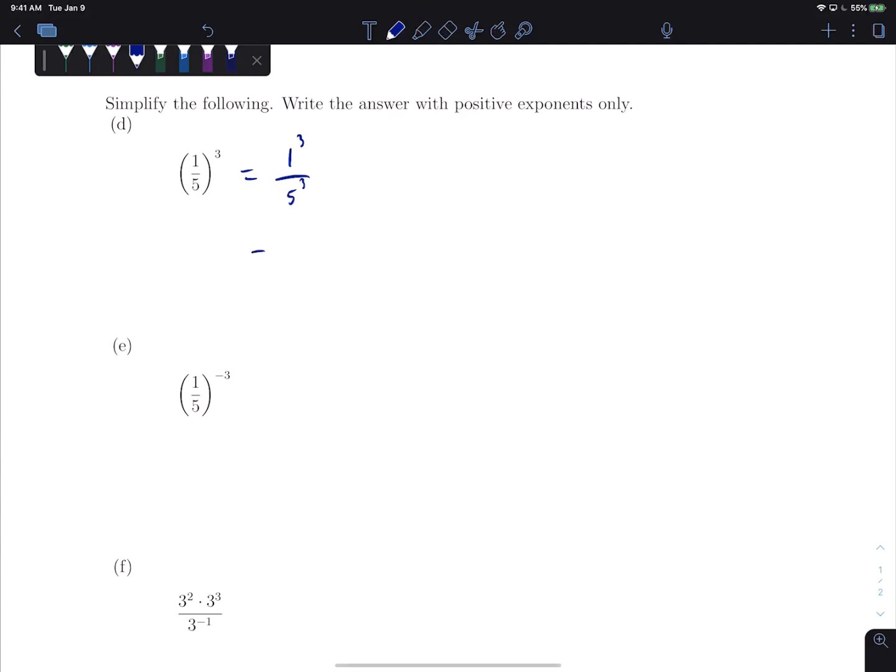And then just simplify. 1 cubed is 1, 5 cubed is 125. That is one that you should remember. 5 cubed, 125. Not 15, 125.